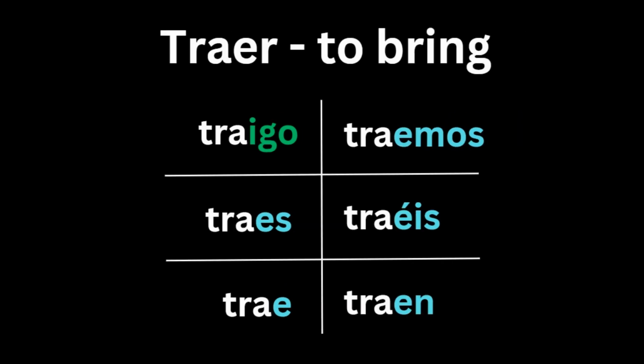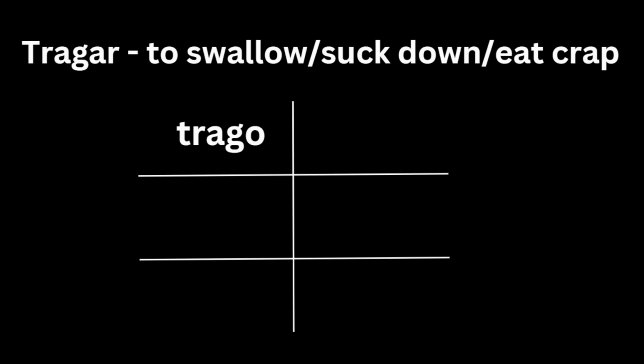At last, you can have a verb like traer, which follows the normal pattern of verbs ending in er, but in the yo pronoun, it has the ending traigo. And actually, this ending is done on purpose, not to confuse it with trago, which in Spanish comes from the word tragar, which means to swallow, suck down, or eat crap. And actually, it's one of the most offensive verbs that there is, so it's best to not mention it.